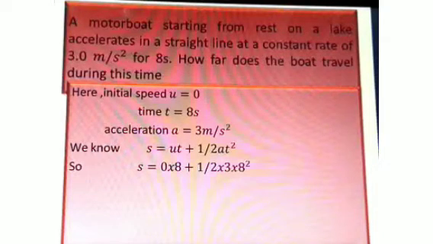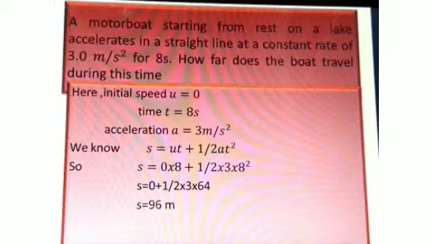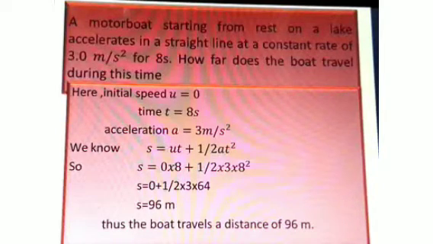So, substitute the values for u, t and a in this equation. We will get s is equal to 0 into 8 plus half into 3 into 8 square. So, s is equal to 0 into 8 is equal to 0 itself. Half into 3 into 64, which is equal to 96 meter. Thus, the boat travels a distance of 96 meter.